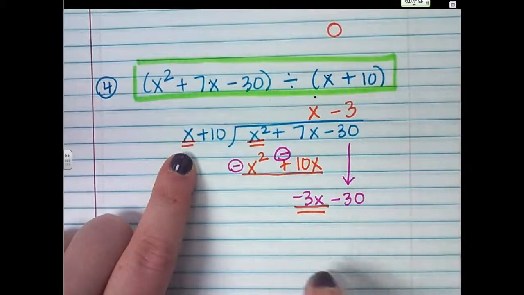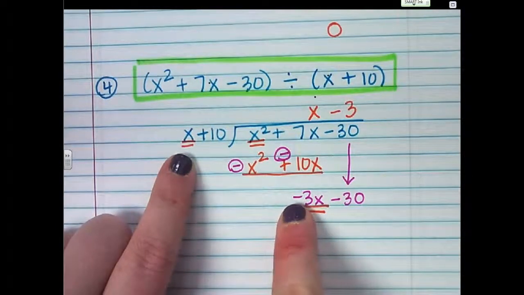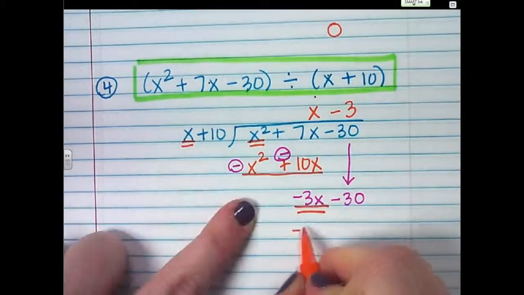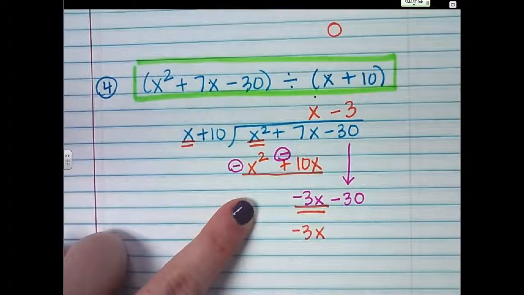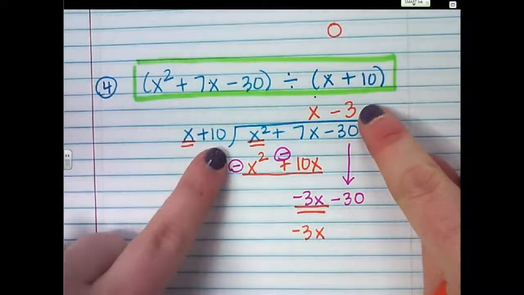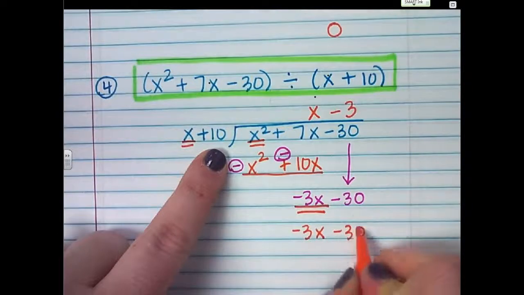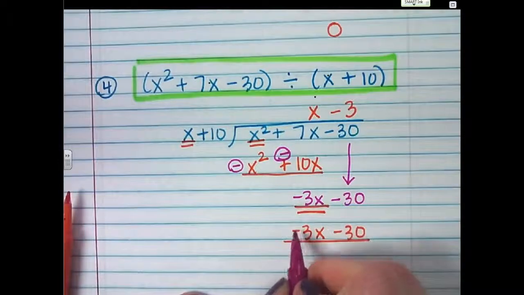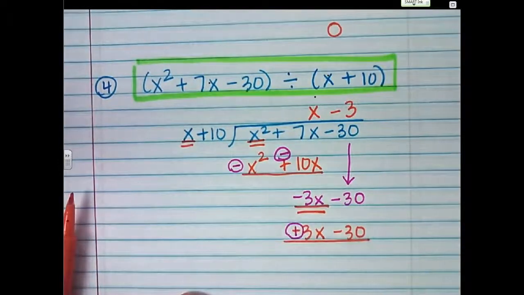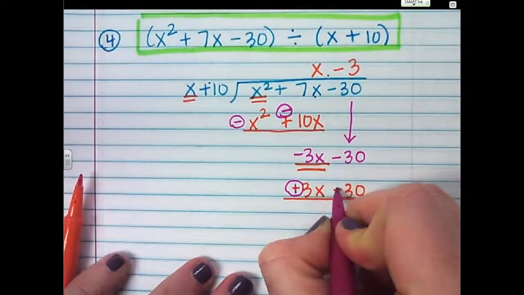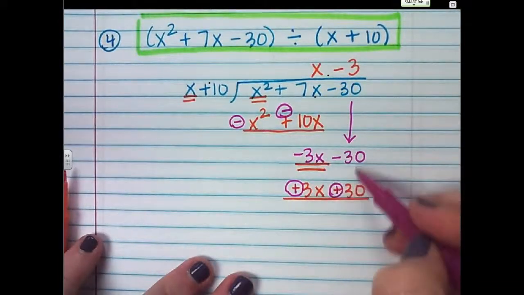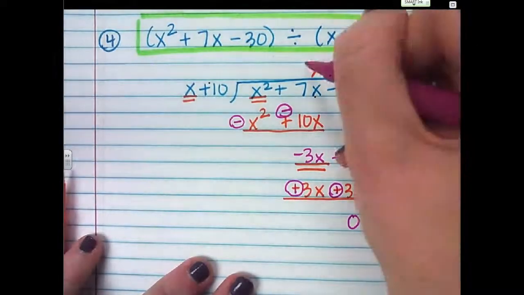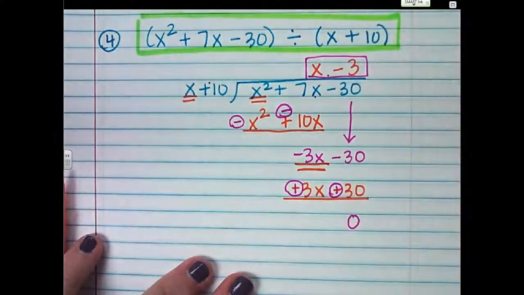And that's what I was going to say too, because you guys sometimes will miss this negative. Multiply again. Negative 3 times x is negative 3x. And negative 3 times 10, negative 30. So this is negative, it becomes positive. And this one becomes positive. That cancels and that cancels, so I get a remainder of 0. So my answer is x minus 3.